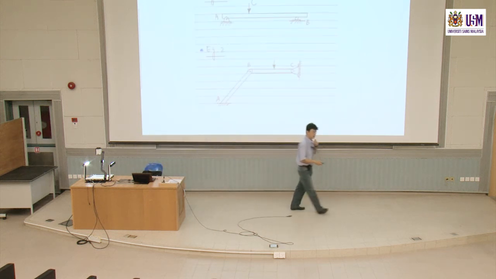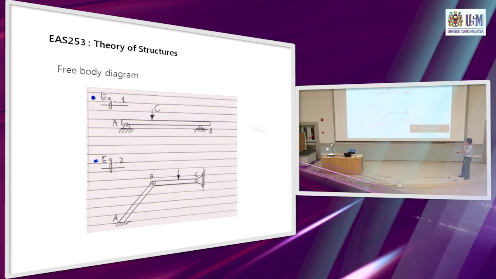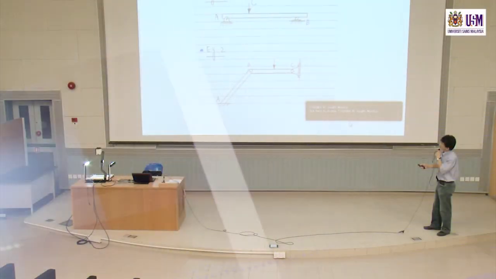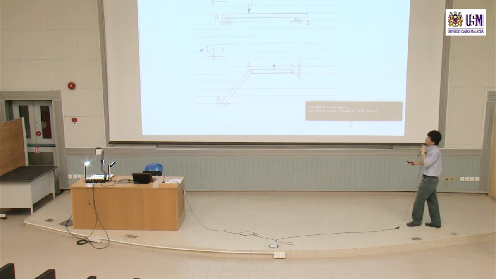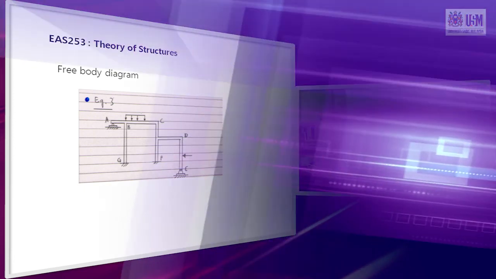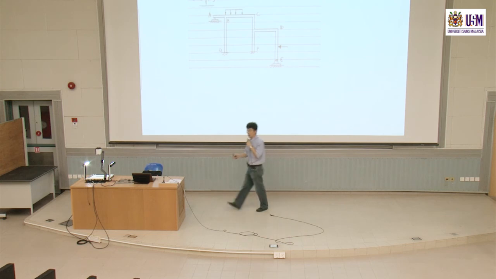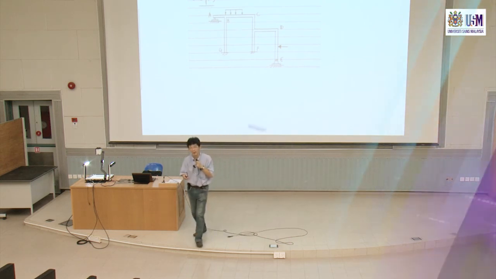refresh you with some free body diagrams. So this is an example. Go through this example. This is a pin, this is a roller with a point load here. Example two, this is something that looks like a frame. This is a support, this is a pin, but there is a connection here which is a pin. And this is a frame problem. This is a frame where you have a horizontal member, a vertical member. So fixed, pin, roller. Just use this to go through how we draw free body diagrams.